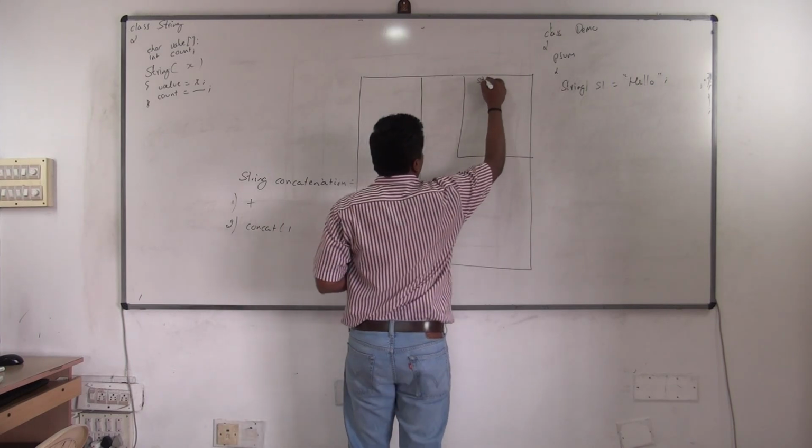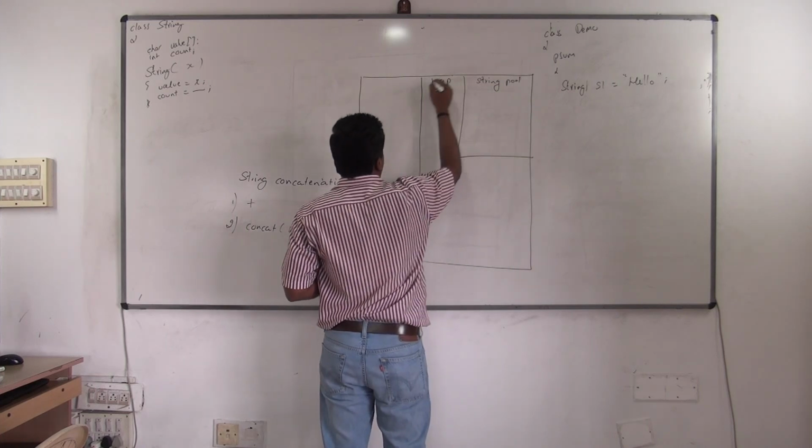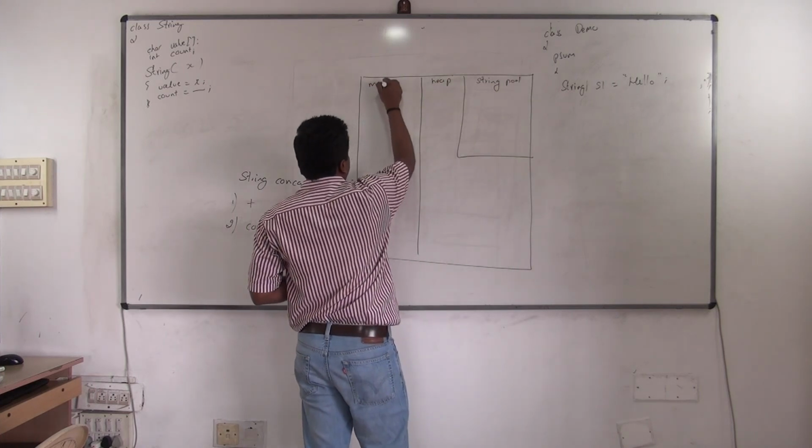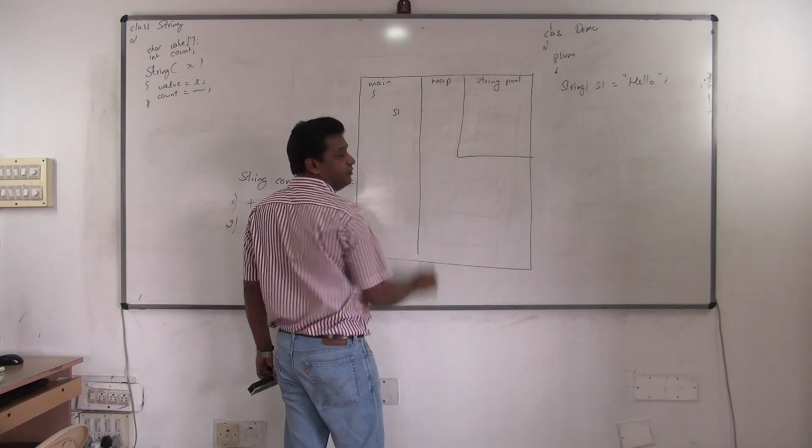So this is the string pool, this is the heap, and here you have got the main method. So let's see the code now. S1 is equal to hello. What happens? S1 variable is there now.